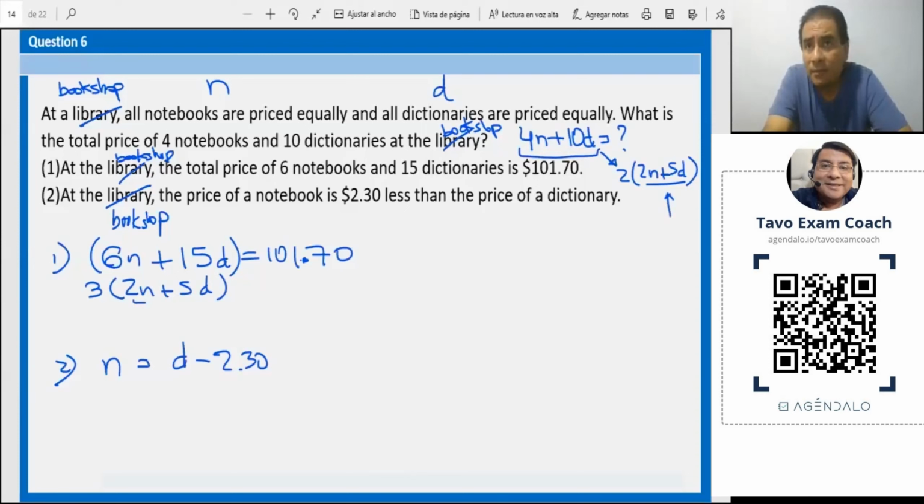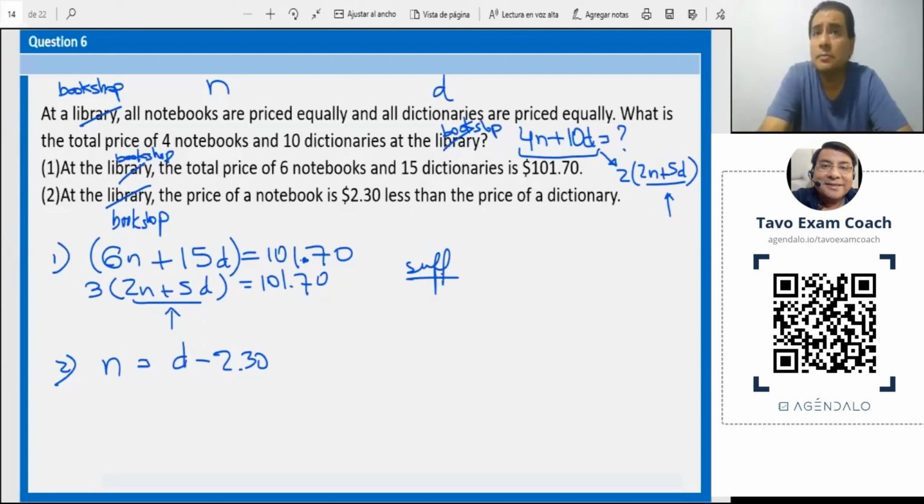So if we define the value of this by simply dividing 101.70 by 3, then you know the value of this, and therefore you know the value of 4N plus 10D. So this should be sufficient.